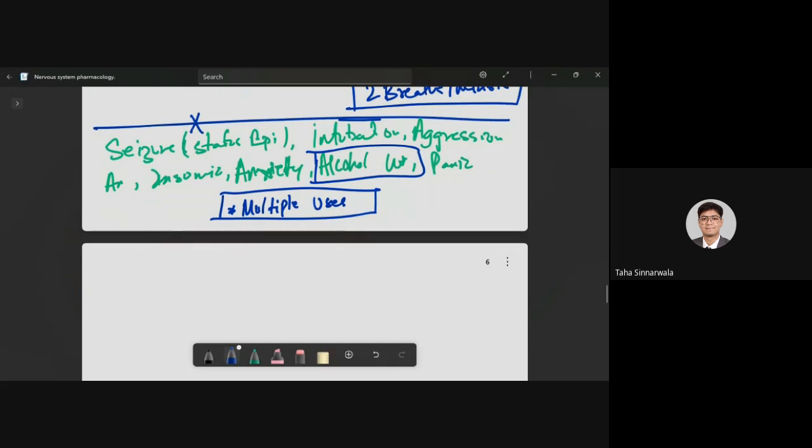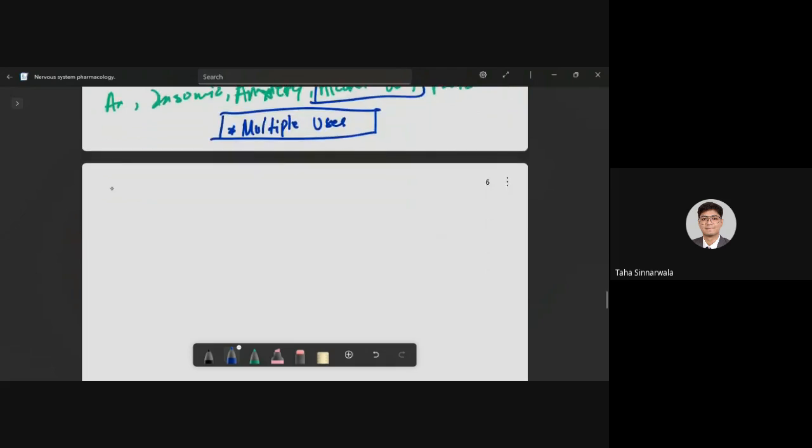Okay. So now we have again three more medications, and these medications are for sleep. So basically insomnia. These are three medications for insomnia.